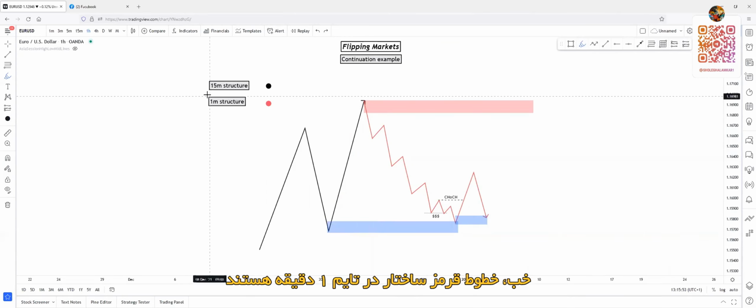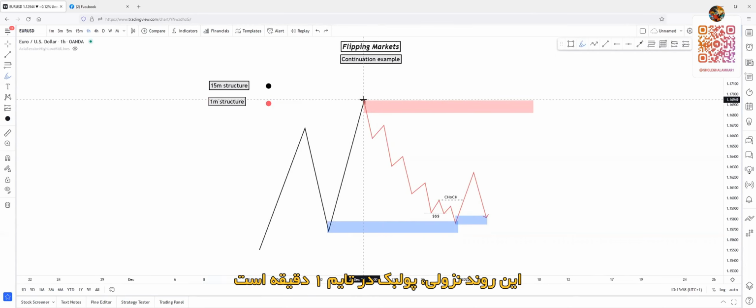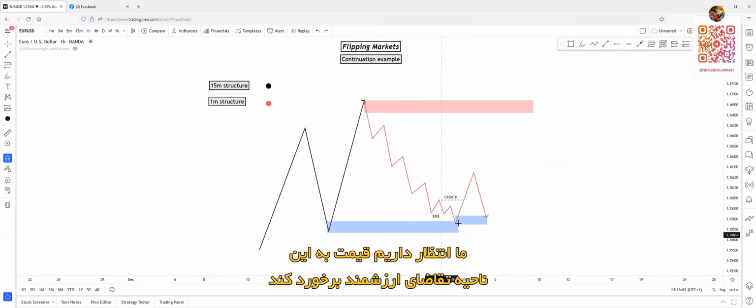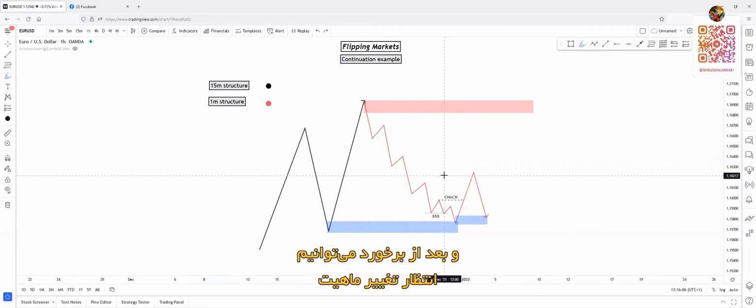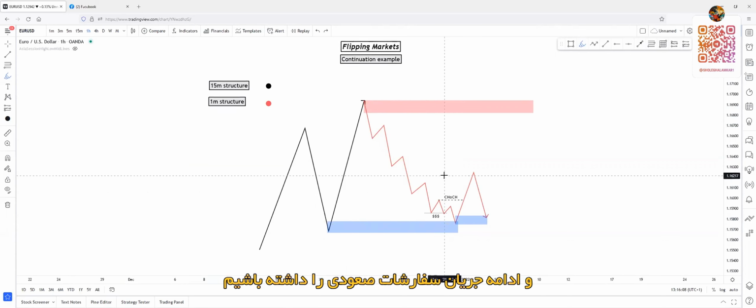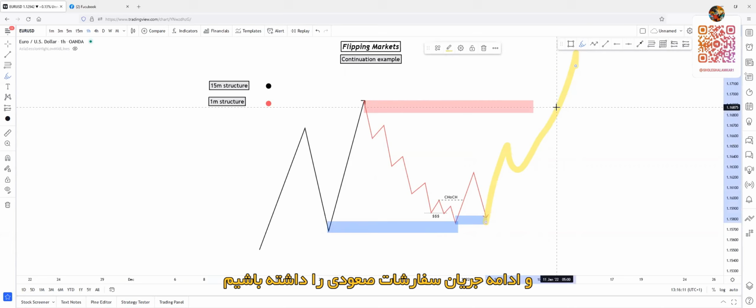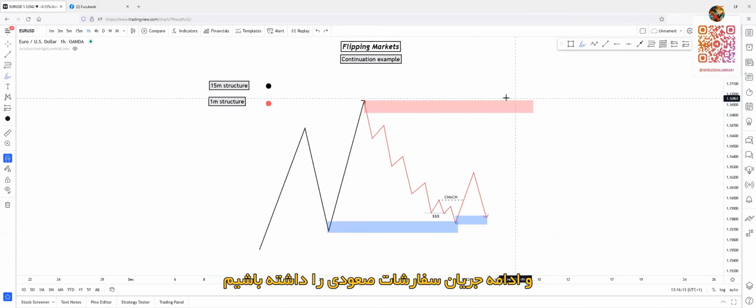As you can see, the 1-minute structure is the red arrows, red lines. So the pullback started to form on the 1-minute and it's bearish. We are expecting the tap of this valuable demand zone. And after the tap of this valuable demand zone, we can expect a change of character and the continuation of the whole bullish order flow, right?